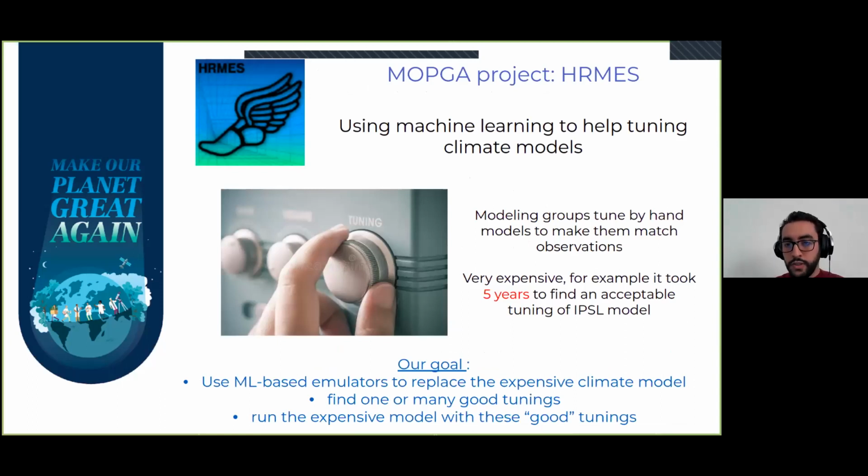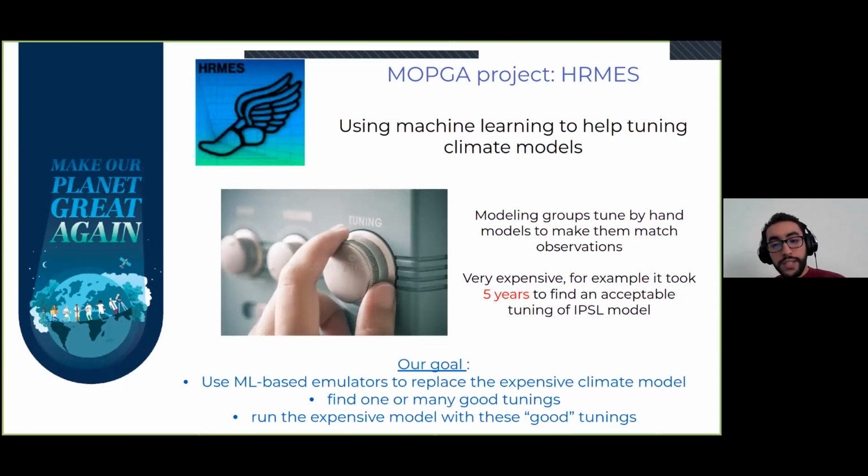So in the MOBGA project, which is called Hermes, we are using machine learning to help tune climate models. Okay, and if you remember when I talked about tuning, it's this idea of finding a value or a range of values for some parameters. Currently most of the modeling groups tune the parameters by hand. They just try a number, run their simulation model, and see if it matches with observation. If not, they just change the number and try it again and do this many times. So clearly it's very expensive.